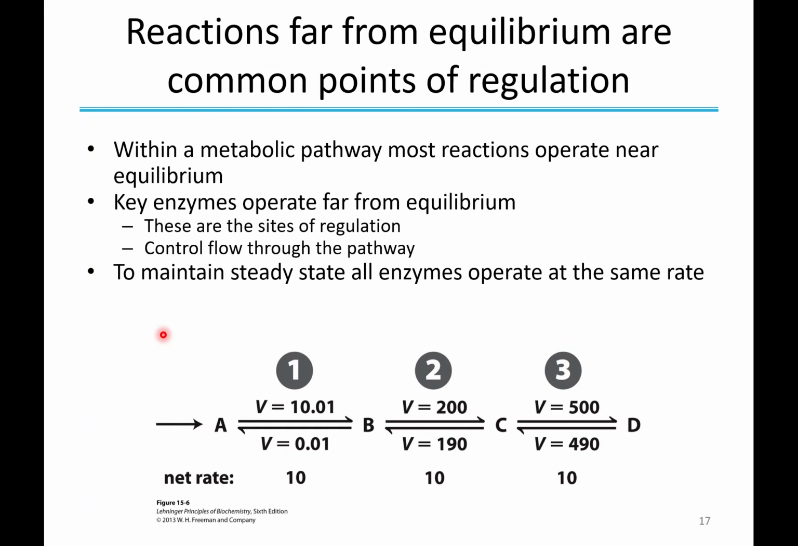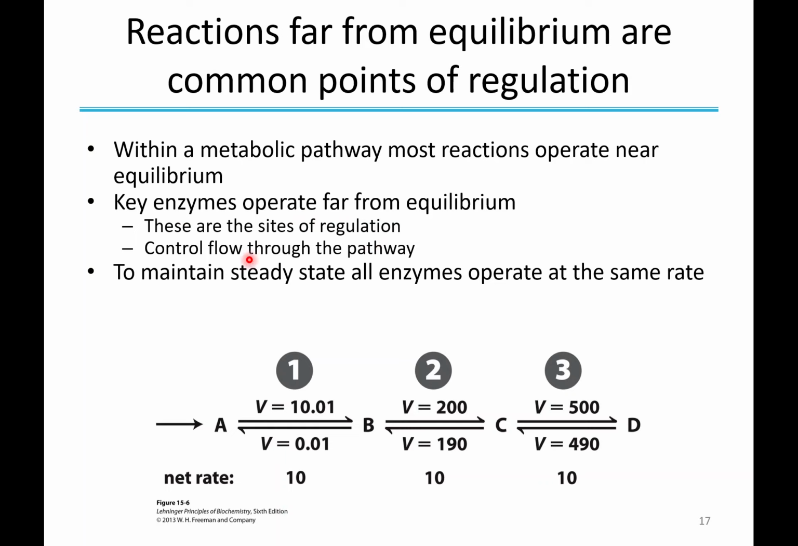Reactions that are far from equilibrium are common points of regulation. Okay? Metabolic pathways operate very close to equilibrium, and the key enzymes in those pathways are operating far from equilibrium. So most reactions in a pathway are in equilibrium, but the key steps are far from equilibrium. Those are the sites for regulation, and those are the places where you can control flow through the pathway.